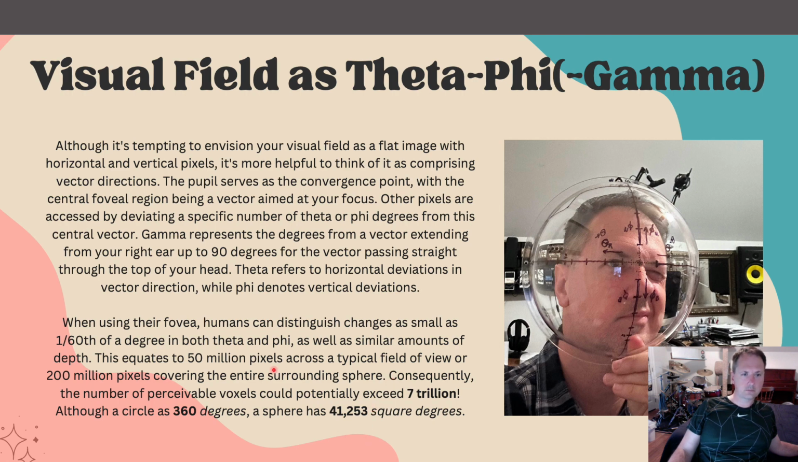And we will show that, using some of these assumptions, we'll find that humans can probably discriminate about 5 to 7 trillion voxels, and maybe quite a lot more, depending on what assumptions of what our finest granular discrimination is.